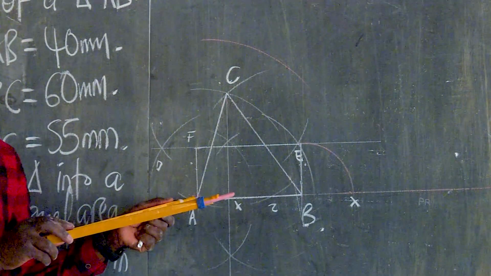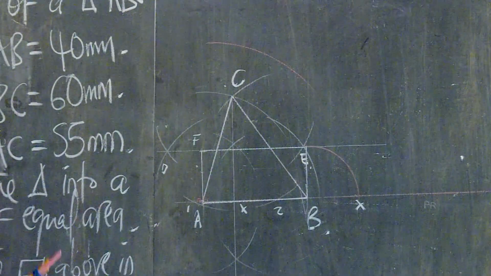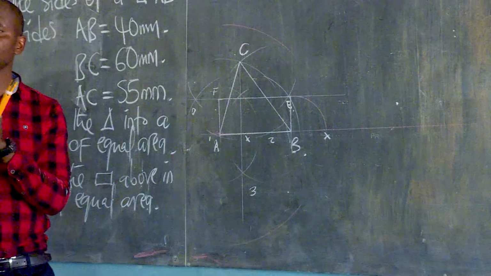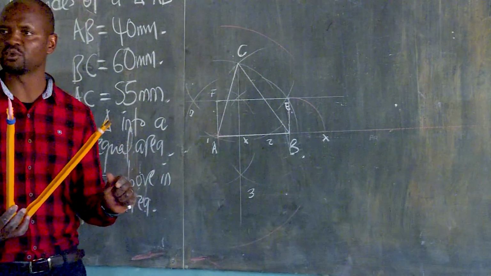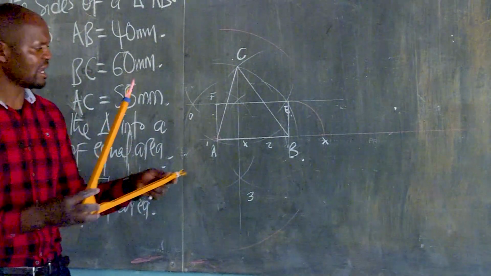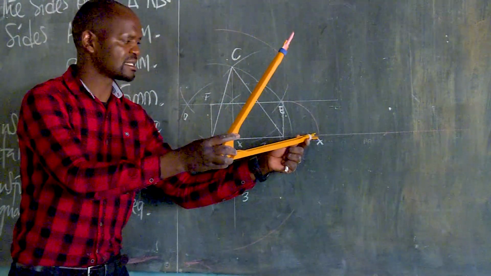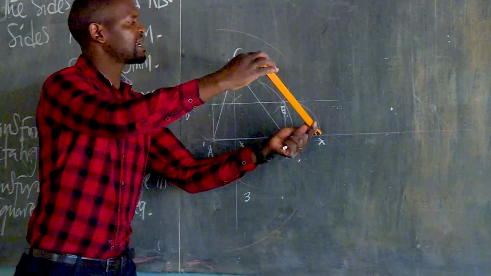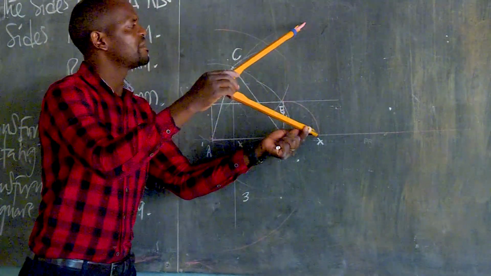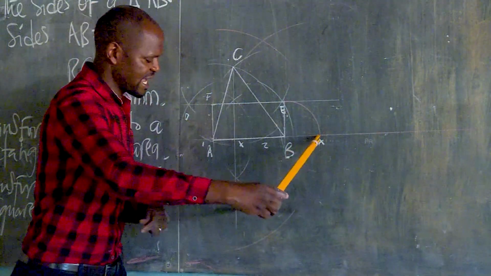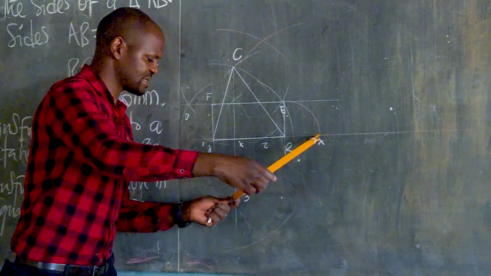Is it visible? Yes, sir. Okay, from there, without changing the radius of this compass, because if you change the radius, that means you won't find the midway. So from there, you can move from point A to point X and strike an arc there to find the middle point. Also, you can strike there like that.